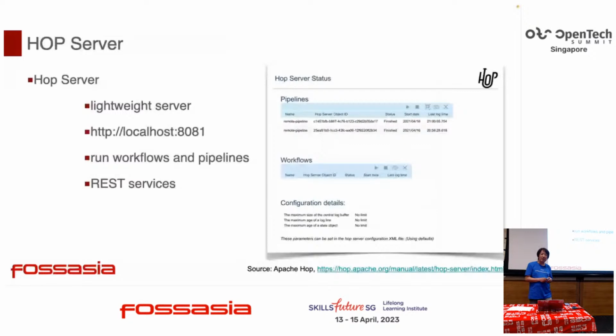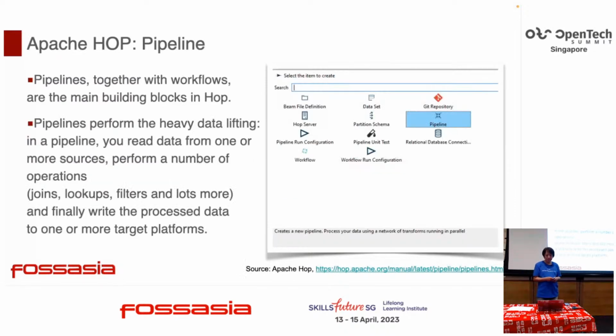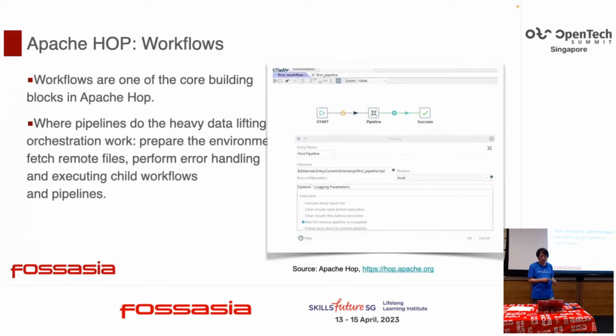really like Ruby or Python. Yeah, 8081. You can just use the lightweight server. This is a pipeline together with workflows, the main building blocks in Hop. Okay, and next, workflows.